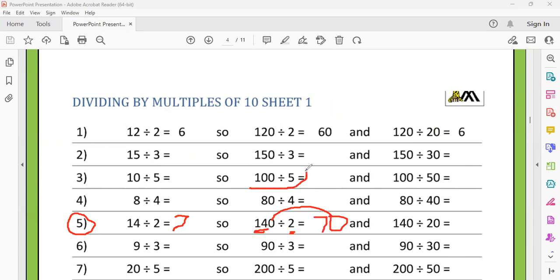Now let's look at this question. It's a tricky one here. 10 divided by 5, it's 2. Now 100 divided by 5, don't just see 2 zeros and immediately go and put 2 zeros. No. Why? Because if you use these 2 zeros up, you're only going to be left with 1 divided by 5, which is going to give you a fraction. So you can't do that.